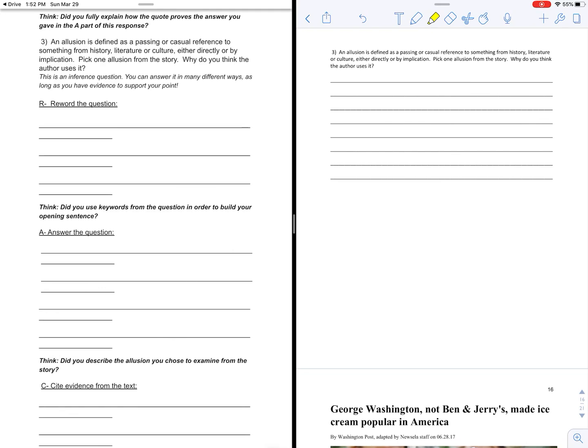So the question asks, an allusion is defined as a passing or casual reference to something from history, literature, culture, either directly or by implication. Pick one allusion from the story. Why do you think the author uses it? So now in turning the question around this time, it's kind of hard to do because our question is kind of fat, isn't it? But the keywords are still pretty easy to pick out. Allusion, and why do you think the author uses it? Okay, that's really the core of things.